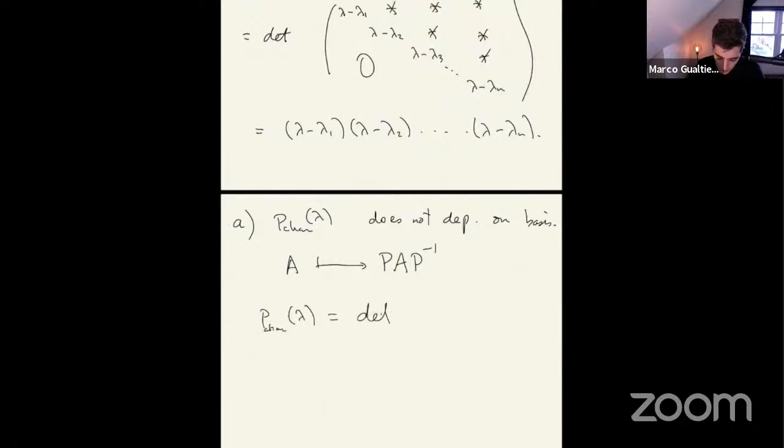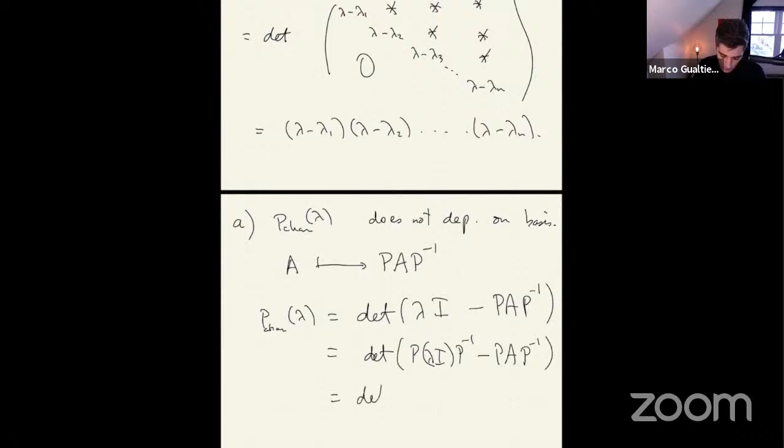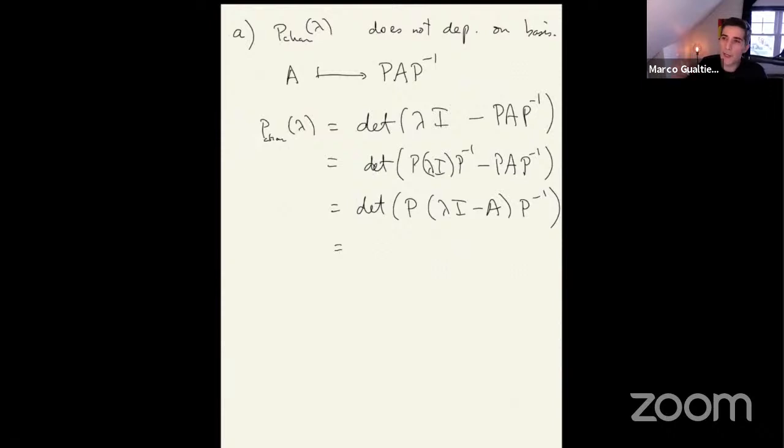This is the determinant of lambda I minus A, which I could write as the determinant of lambda I minus P A P inverse. I could write lambda I as P lambda I P inverse, because the identity commutes with P. So I can introduce P and P inverse like this. And this will be the same as the determinant of P times (lambda I minus A) times P inverse. We know that the determinant doesn't depend on the basis, so this is the same thing as the determinant of lambda I minus A. The P's don't have an effect.